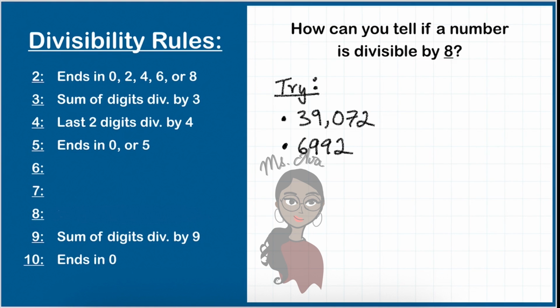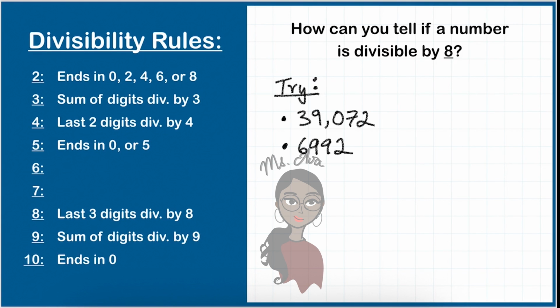But nonetheless, there is a rule, and it is that just like with 4, how you have to look at the last 2 digits, this one you have to look at the last 3 digits and see if the last 3 digits are divisible by 8.